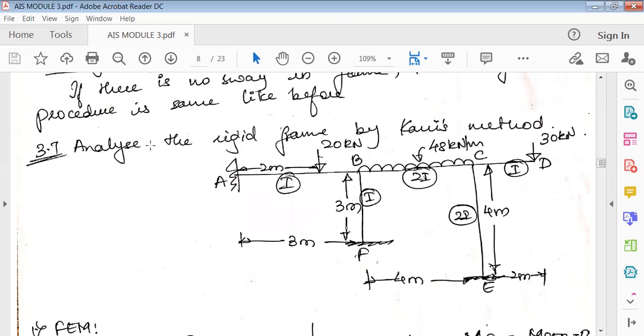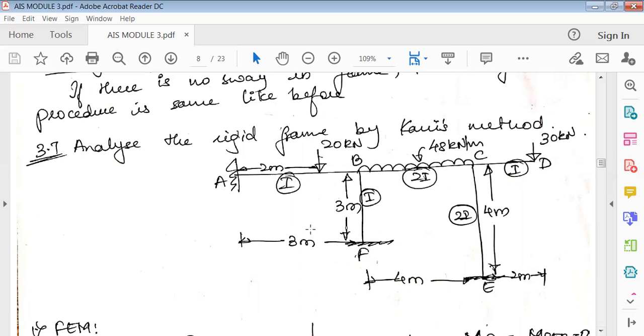Now you can see here, analyze the given rigid frame by Carney's method. Okay, now see here, it is A, B, B, C and C, D. A is fixed at end A, B, C, and end D is overhang, and BF and CE are the columns which are fixed at F and E.